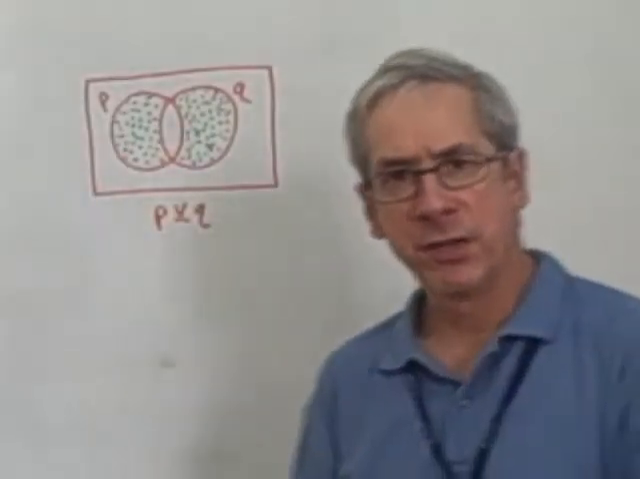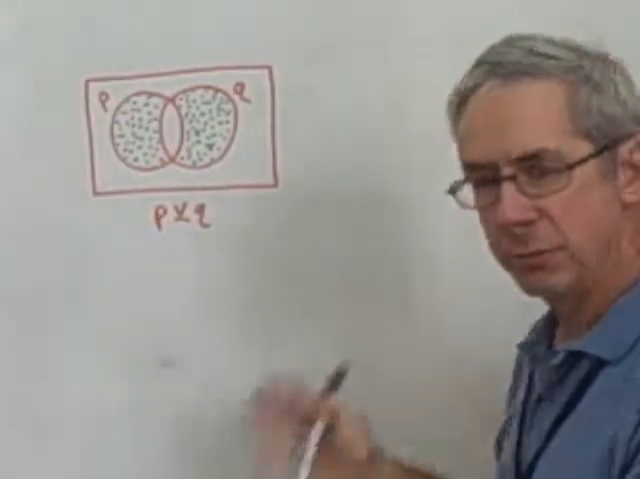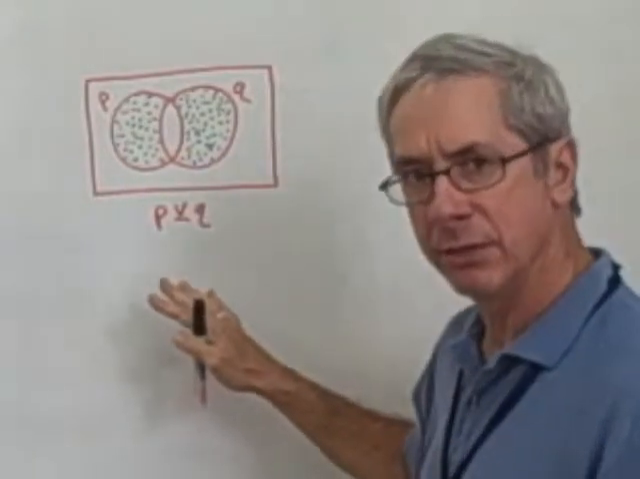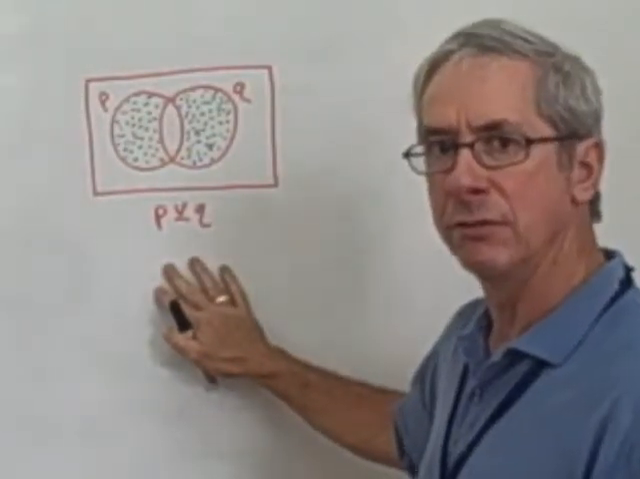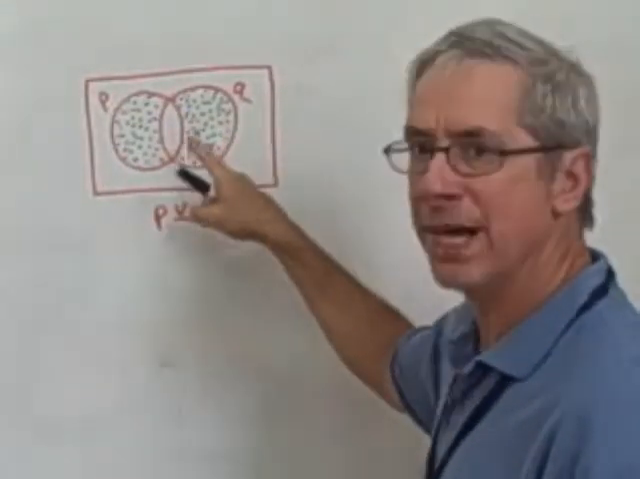All right, hello. This video concerns the Venn diagram on page 391, which I duplicated here, having to do with the symmetric difference, or what they have called in the book and we're calling in class, the exclusive OR. So this shades the region that's inside P or Q, but not both.